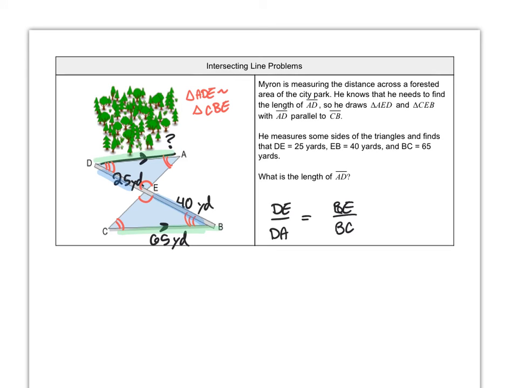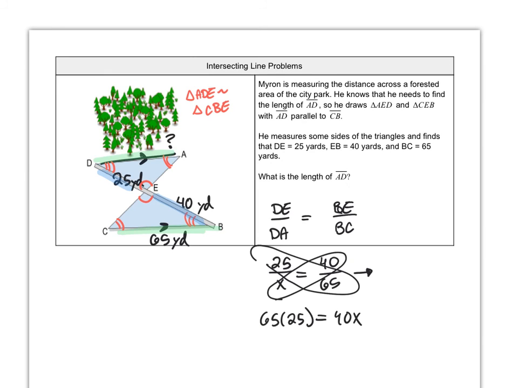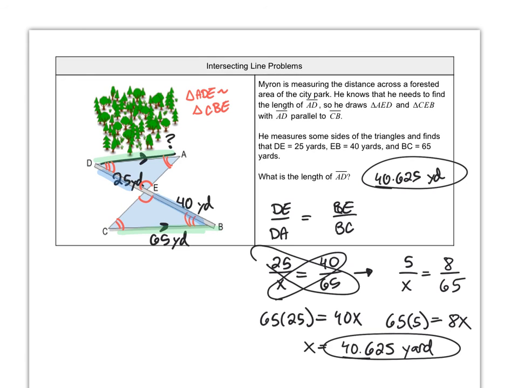So I used my highlighters to identify my corresponding sides of these similar triangles, and then based on that, I wrote a proportion here comparing the side lengths of my triangles. Now I just need to substitute the lengths of my triangles into this proportion. So I'm going to use my cross products now to write an equation. If you want to use smaller numbers, you could simplify your proportion a little bit first. I divided both of my numerators by 5 to simplify it to this. And whichever equation you use, you're going to get the same result, that x is equal to 40 and 625 thousandths of a yard. So that's the distance across our little forested area.